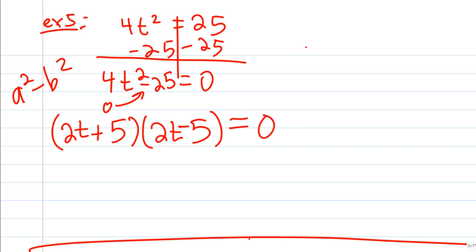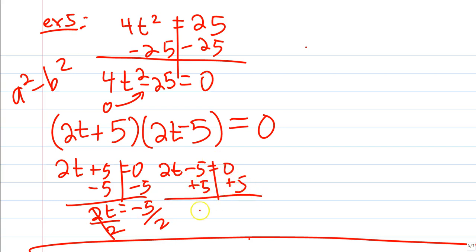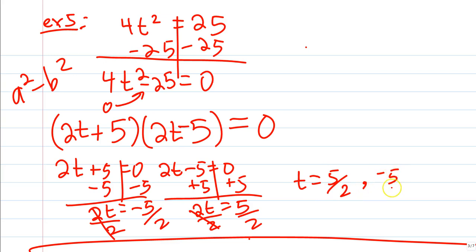We have it factored. Now we take each group and set them equal to 0. For the first one, we subtract the 5, so that 2t equals negative 5. We divide to get negative 5 halves. The second one, we add the 5 to get that 2t is equal to 5. We divide to get positive 5 halves. So t is equal to 5 halves. t is equal to negative 5 halves.